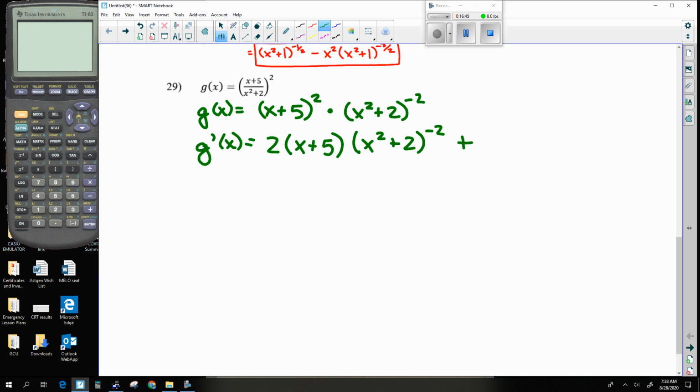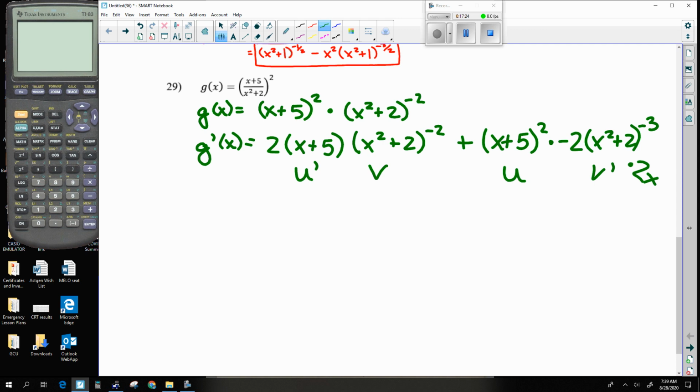Plus, that was u prime v right there. Now I'm going to leave the first piece alone and take the derivative of that second piece. Again, this is going to be a chain rule. So the negative 2 multiplies down, the negative 3, times the derivative of the inside of that, which is 2x. So that's u v prime. Again, there's a chain rule on that v prime.